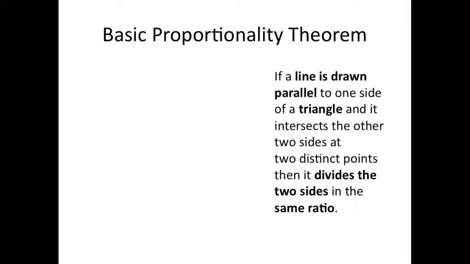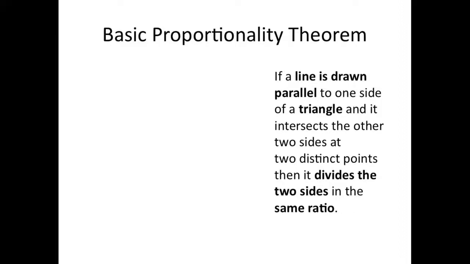So now we're going to cover the basic proportionality theorem. This theorem states that if a line is drawn parallel to one side of a triangle and it intersects the other two sides at two distinct points, then it divides the two sides in the same ratio. So I bolded out the main points.